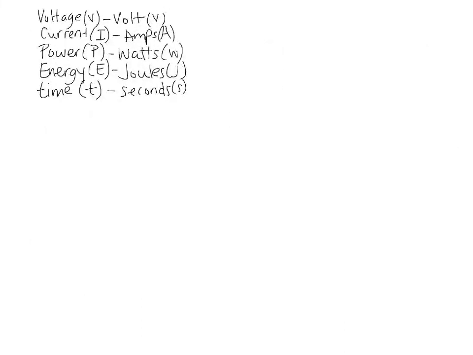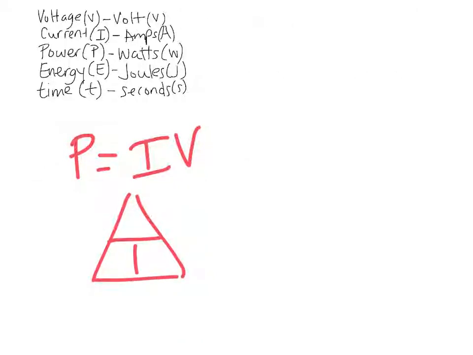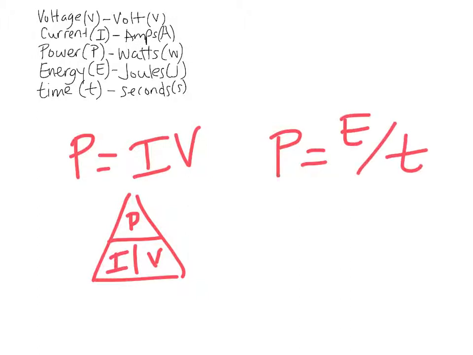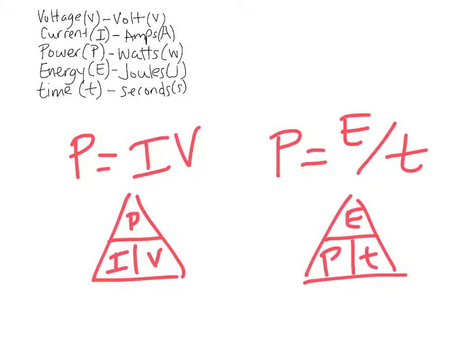We also have some new formulas for power. There's two that we might be using. The first one deals with power, current, and voltage and the relationship between those. So P equals IV is the formula. If you're placing that in a triangle to help you, P is going to go on the top, and I and V would be on the bottom. The other formula that we also have is P equals E divided by t. If we're placing that in a triangle, we're going to put energy on the top and P and t on the bottom.